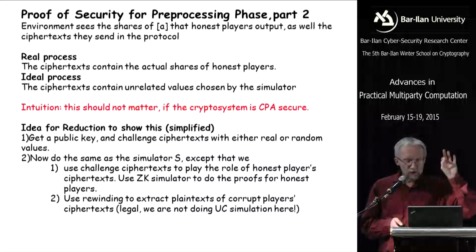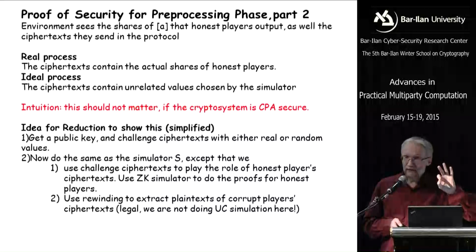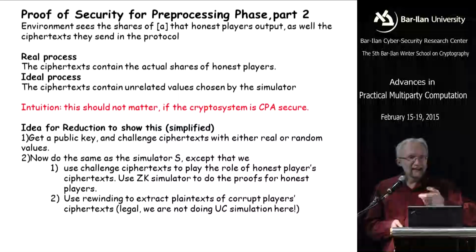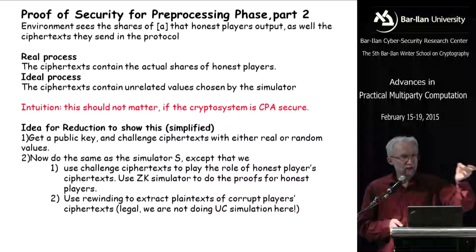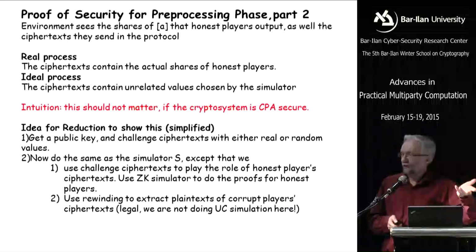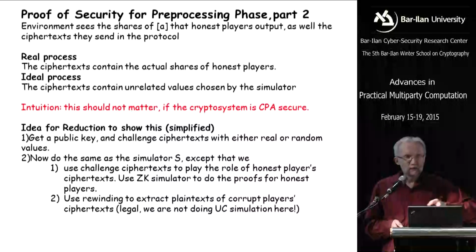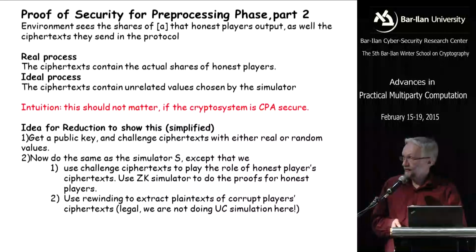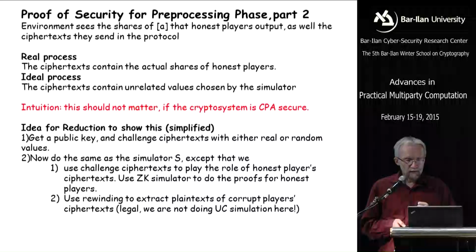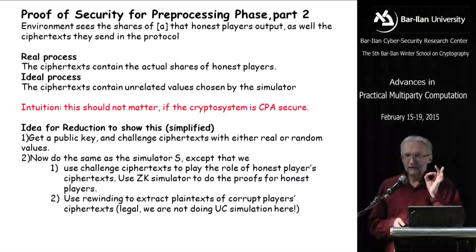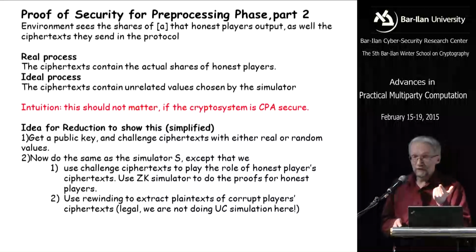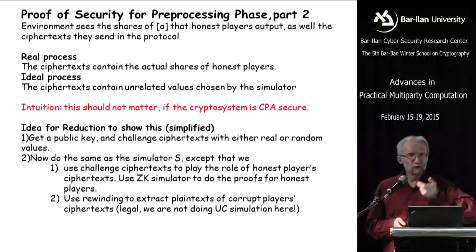I also want to extract plaintext from the corrupt player ciphertexts, but I can't just decrypt anymore because now I don't have the secret key. But that's okay, because these are proofs of knowledge. So there's an extractor that allows me to actually get those plaintexts out. This is important to state, I think, if you haven't seen the UC framework before. This uses rewinding, of course. I'm rewinding to extract, and I'm also rewinding to simulate.